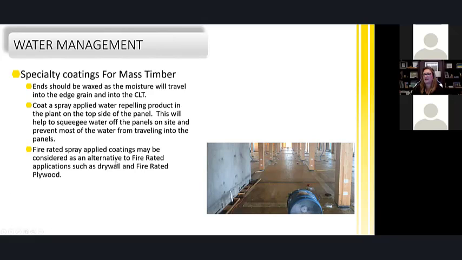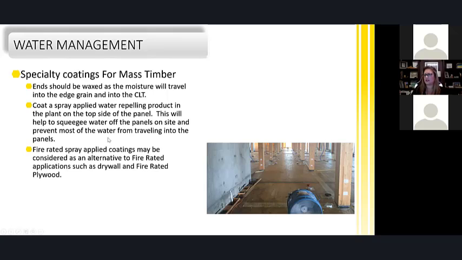Specialty coatings for mass timber, some of the discoveries out of Brock and other projects we're on. So we always wax our ends to help with the moisture that's going to travel into the edge grain of the CLT. Before I get everything covered, I want to make sure those edge grains have been waxed, and I don't want to see a ton of moisture coming up those edges.